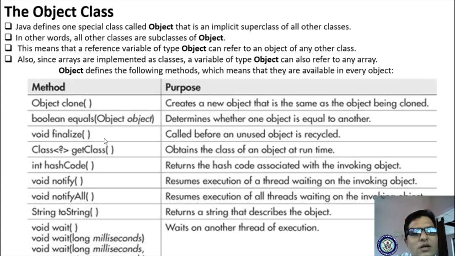Already we are familiar with it. If you use void finalize, it acts as a destructor. As we know what a constructor is, after the constructor we face this void finalize method. It destroys the object's memory space, for unused objects. And the next one is Class<?> getClass. It obtains the class of an object at runtime. You can get the class at runtime by using this method. Next one is the int hashCode method. It returns the hash code associated with the invoking object.